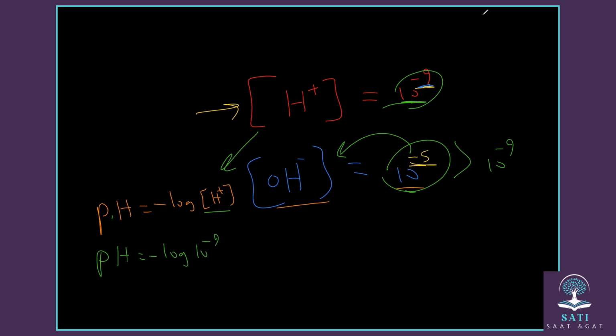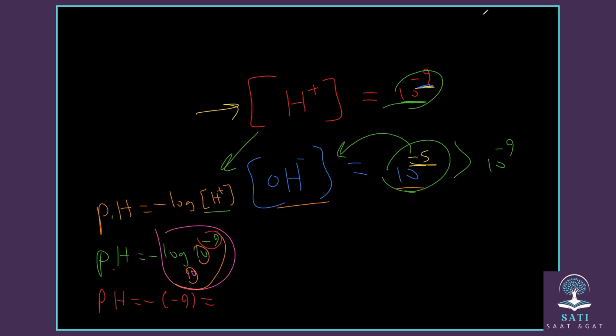Okay, log. If the base is not mentioned, that means the base of the log is 10. The base of the log is 10, and here we have 10, so this will just be written in terms of its power only. So the pH will become negative, then times negative what?